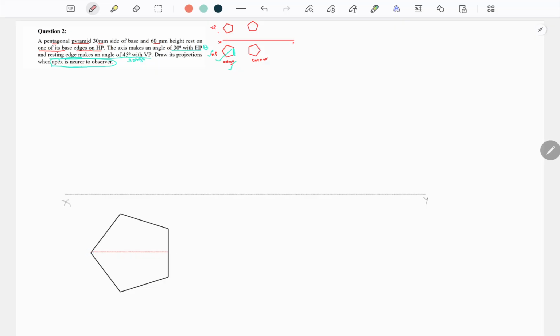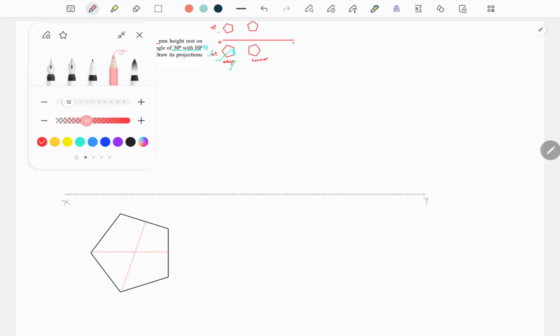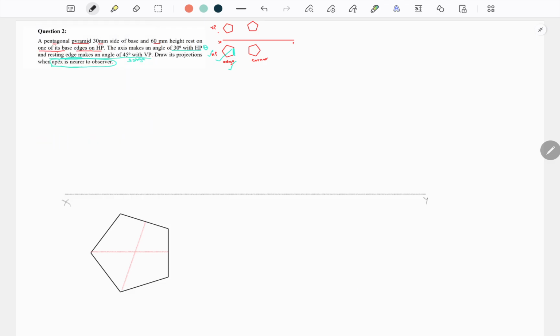Take any one corner point and connect it with the midpoint of the other side. You can connect with this. Now when we say that it is a pyramid, we need to connect it with the center point. So these edges will be seen as dark lines. I hope it is clear how to draw the edges. So this is the top view of the pyramid.